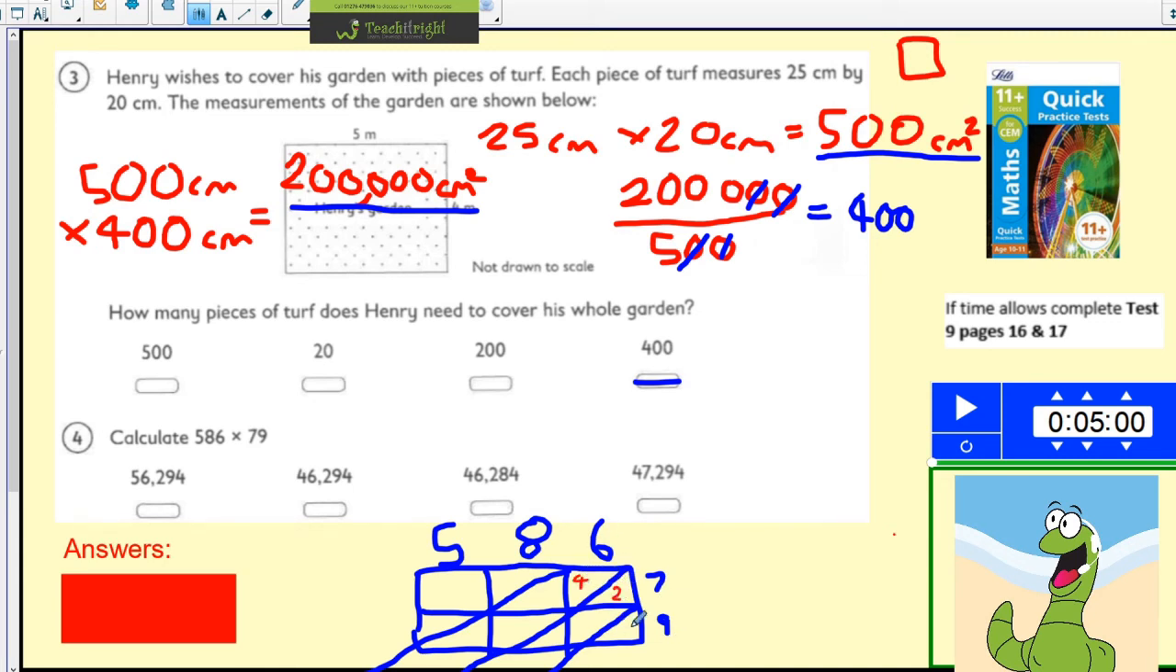6 times 9, again, some people struggle with their 9 times table. So you do 6 times 10, that's 60, but then take 1 6 away, you drop down to the correct answer, which is 54. Some cool ways of doing mental maths.